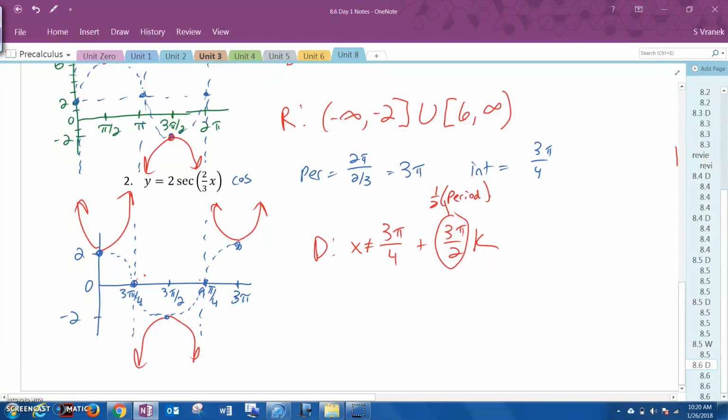Okay? The range is from -infinity up to -2, union 2 up to infinity. Okay, so that is basically secant and cosecant. You know how to graph sine and cosine hopefully right now because we've spent many days on it. If you don't know, you should probably come in for help. But these are just flipping sine and cosine, so you graph those and then they flip.